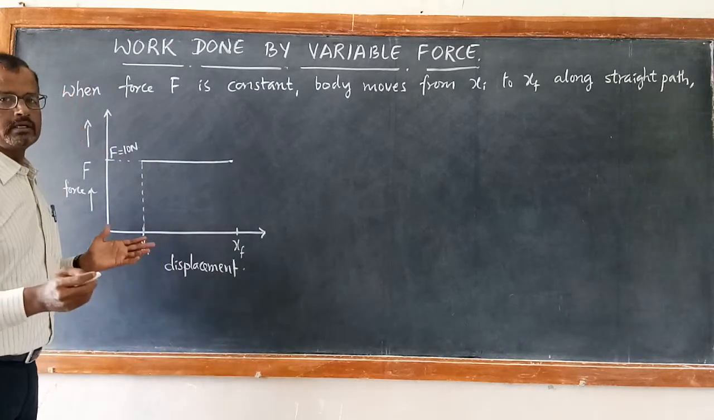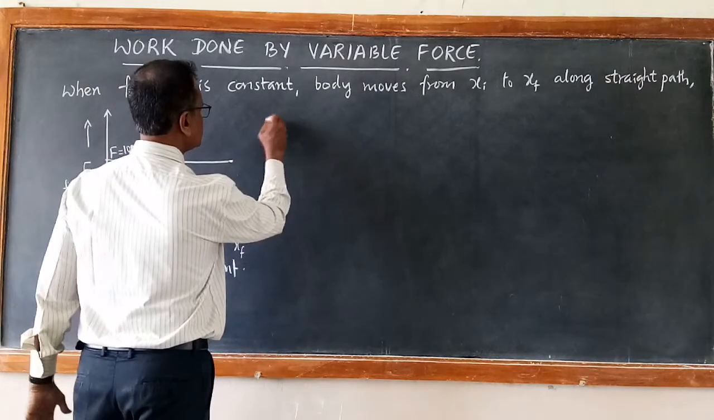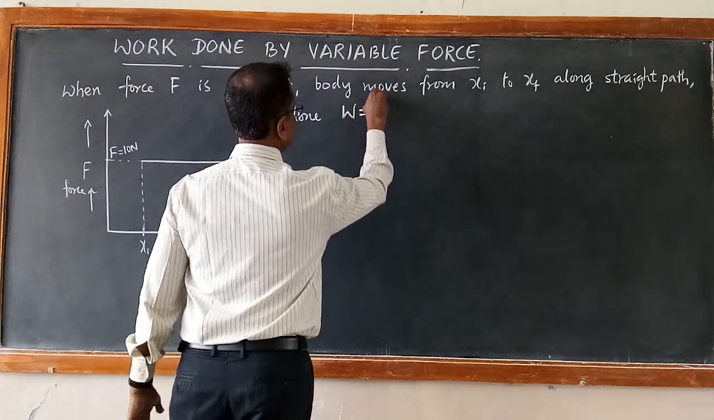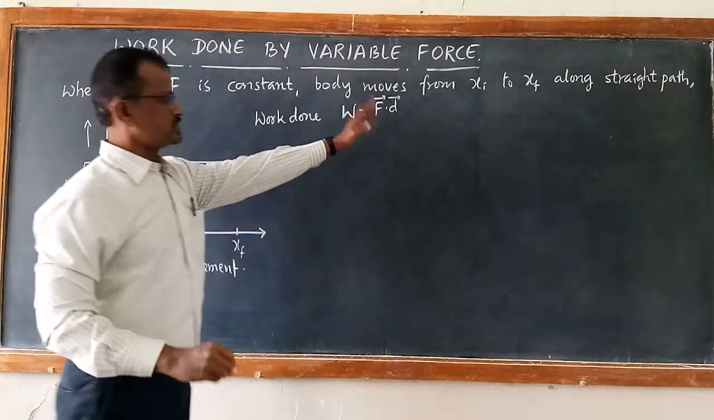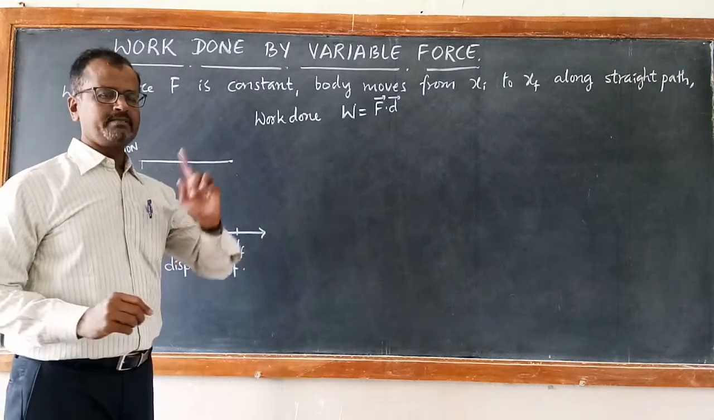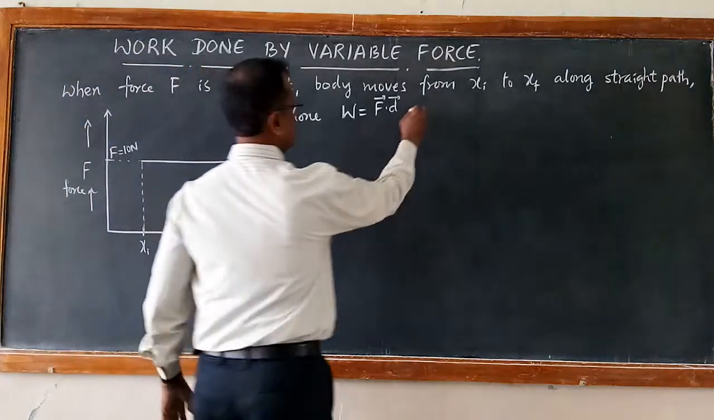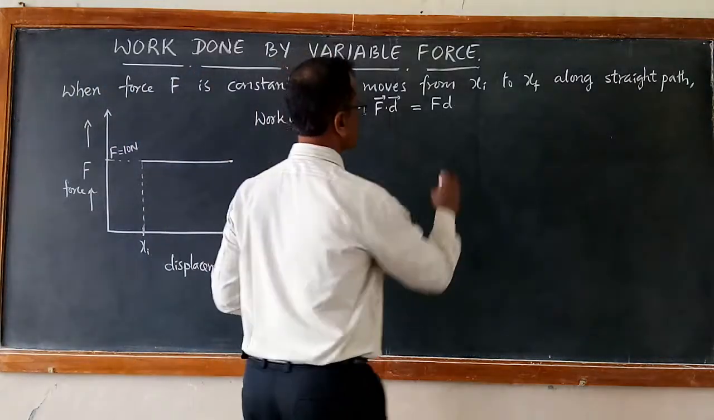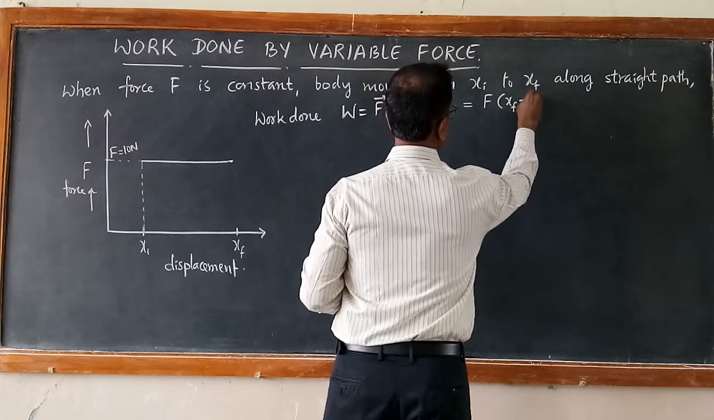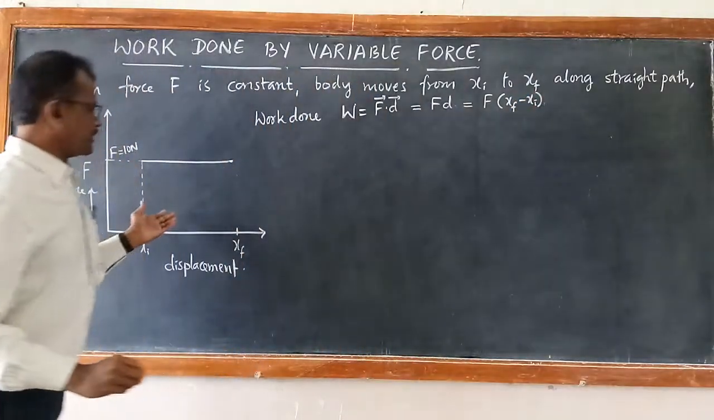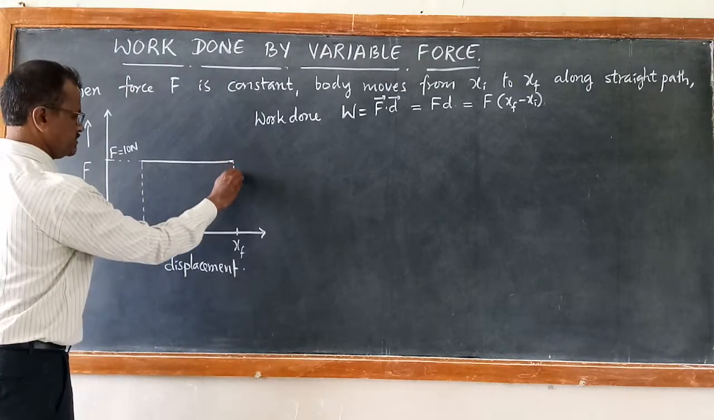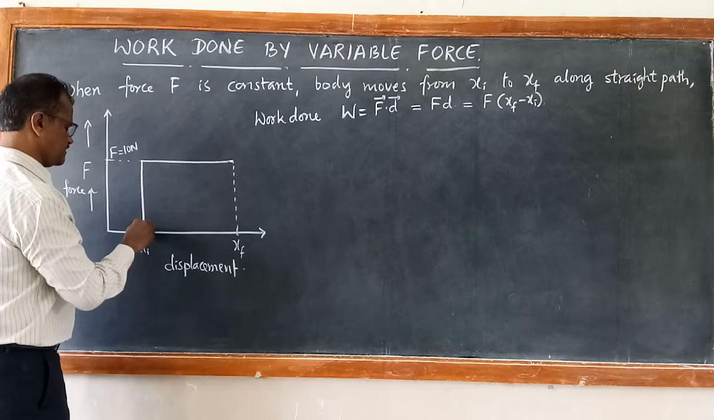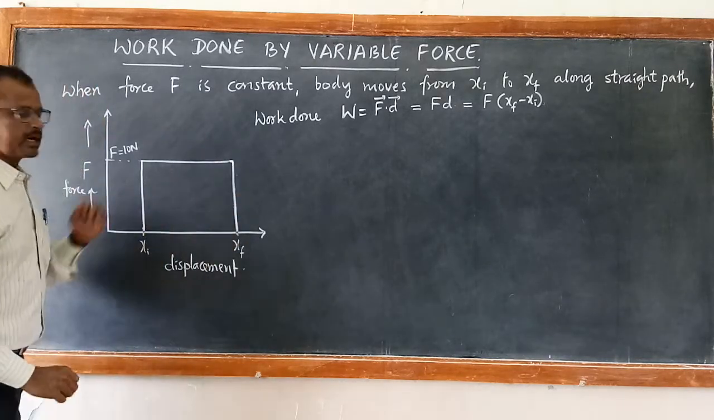Then if I want to calculate work, by definition work done we know as F dot D. Here force and displacement are in the same direction, with displacement taking place along the direction of force. Then we know it becomes F into D. But here displacement is xf minus xi, final position minus initial position. So what do you get from the graph? Let us look at this. If you take this position of xf, this is F, and this is the position xi, this is F. If you draw this outline, you will get a rectangle.